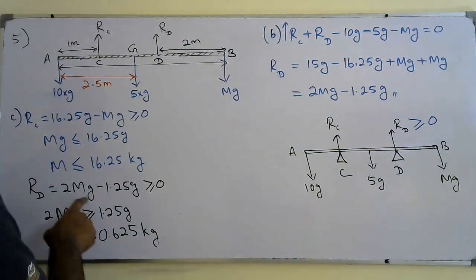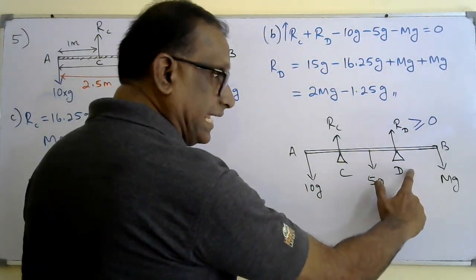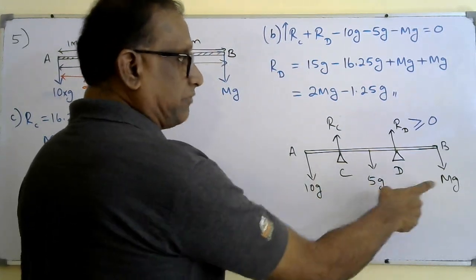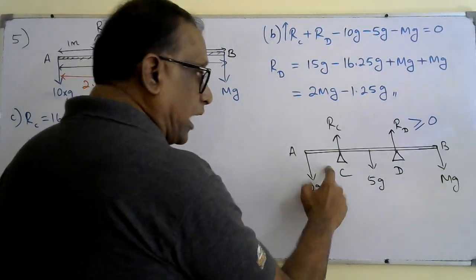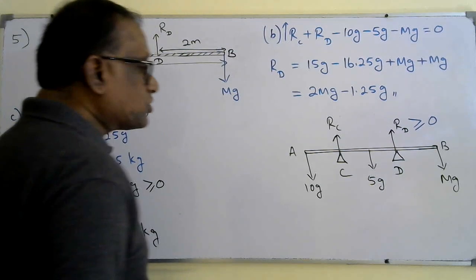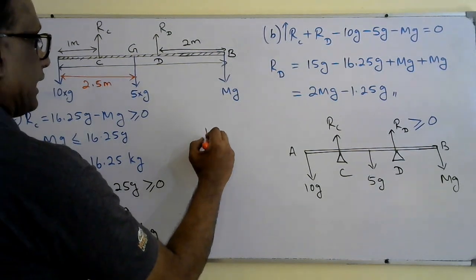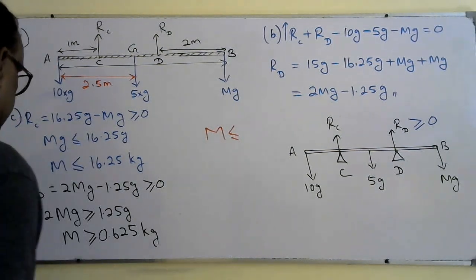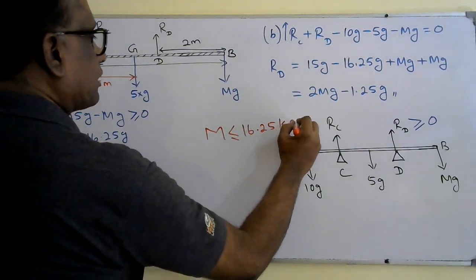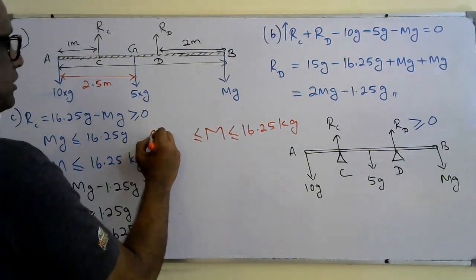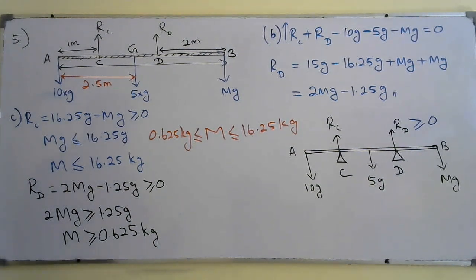That means if the rod wants to be in equilibrium, we can't increase it beyond a particular value, which is 16.25 kilogram. If I increase, it will topple about D and lose contact with C. If I reduce the mg below 0.625 kilogram, it will topple about C and lose contact with D. So to have equilibrium, the range of m should be less than 16.25 kilogram, greater than or equal to 0.625 kilogram. That's the range of m to keep the rod in equilibrium.